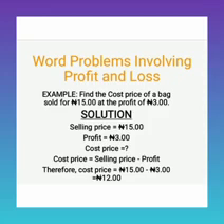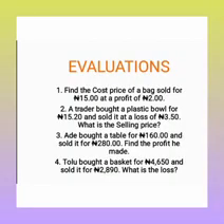Let's look at some evaluations and come to the end of the class. Evaluation 1. Find the cost price of a bag sold for 15 naira at a profit of 2 naira. 2. A trader bought a plastic bowl for 15 naira 20 kobo and sold it at a loss of 3 naira 50 kobo. What is the selling price? 3. Ale bought a table for 160 naira and sold it for 280 naira. Find the profit he made. 4. Tolu bought a basket for 4,650 naira and sold it for 2,890 naira. What is the loss? You solve these questions and submit to either your teacher or your parent or your guardian.